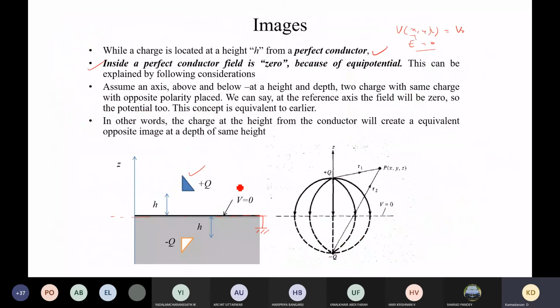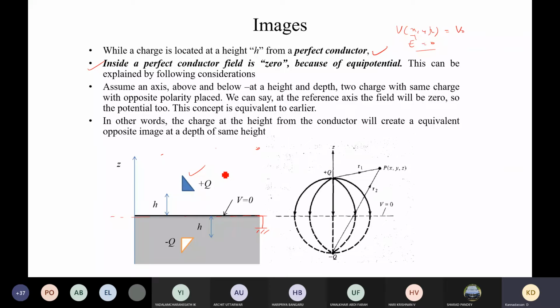Okay, so now we are going to take a particular problem where there is a charge of any particular shape located at a height h from the equipotential surface with potential equal to 0. So everywhere there the potential is equal to 0. In order to calculate the electric field at any particular point in the presence of such a perfect conductor ground plane, how can we calculate the electric field at any particular point?